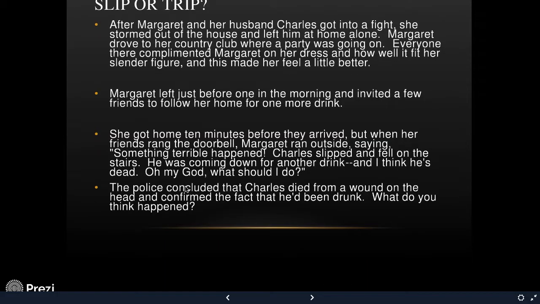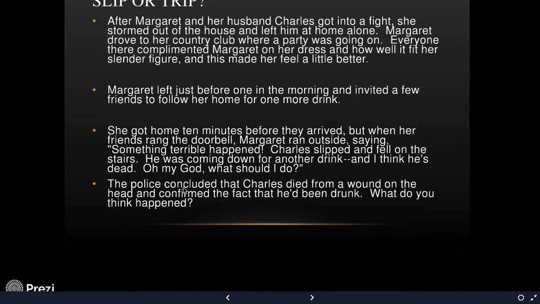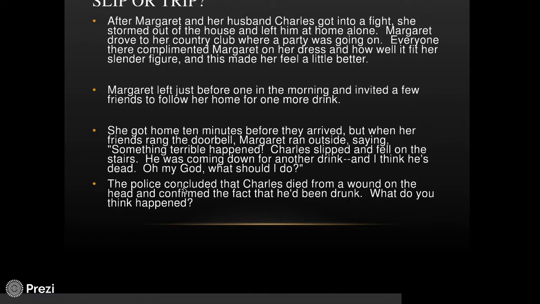So she gets home 10 minutes before they arrive. When the friends do arrive and ring the doorbell, she comes out saying something terrible has happened. He slipped and fell on the stairs. He was coming down for another drink. Based on her testimony, he would have been alive when she got there. The assumption would be, if she's running out saying this now, it has just happened, and she's been home for 8-9 minutes beforehand. So based on the testimony, it's not that she came home, opened the door, and he was lying there, but that it happened while she was at home.